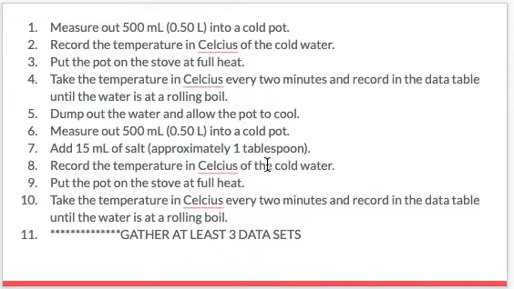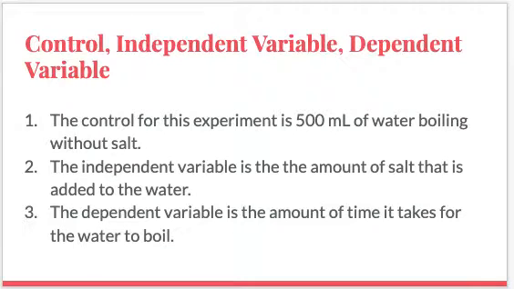So then I have my 3 data sets, one with no salt, one with a little salt, and one with a lot of salt. You should have at least 3 or more data sets. So make sure you write out in this area what your control, your independent variable, and your dependent variable are. This is one area that students have a lot of problems.